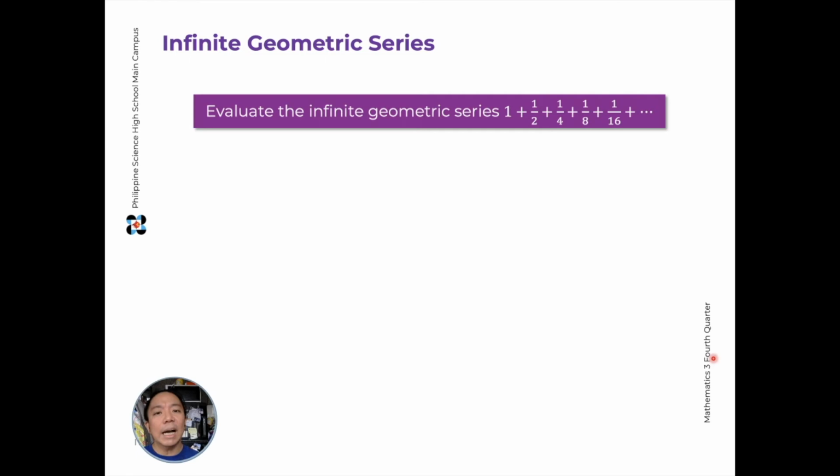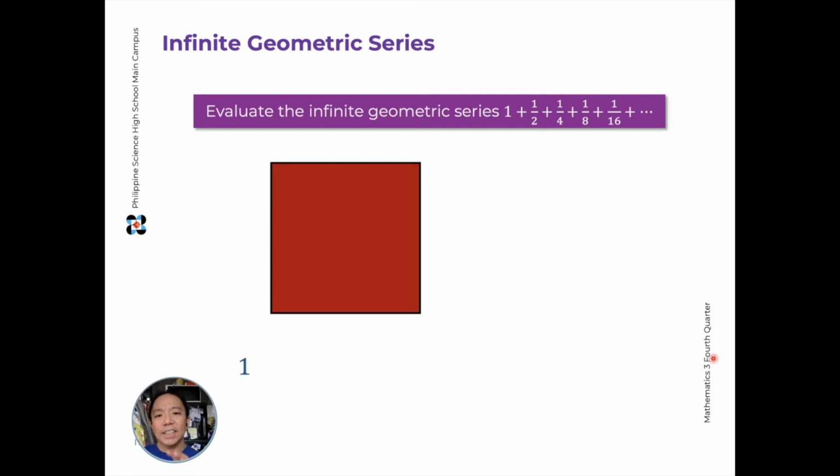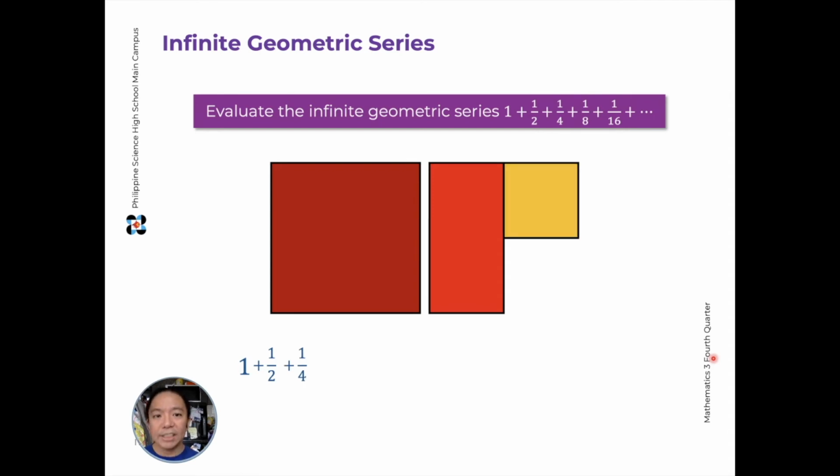And before we apply any formulas, let's do this graphically. So let's say this square represents 1. It is 1, so its area is 1. And if I want to add 1/2, I'll add a figure with half of its area. So this rectangle. That's 1/2 plus 1/4 plus 1/8 plus 1/16 plus 1 over 32 plus 1 over 64, 1 over 128, 1 over 256.